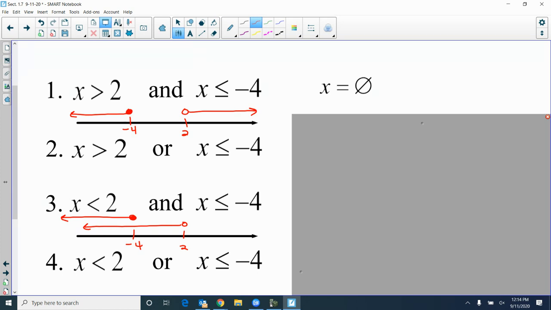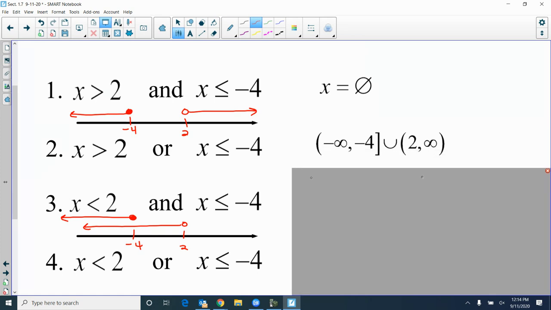Tessa, what do you think for the second one? I have negative infinity to negative 4, bracket, union 2 to infinity. Yeah, that. Okay, so it's an "or." It means we have to include every answer from both parts. They don't overlap, so you have to take each piece individually. That's the only way to write it.